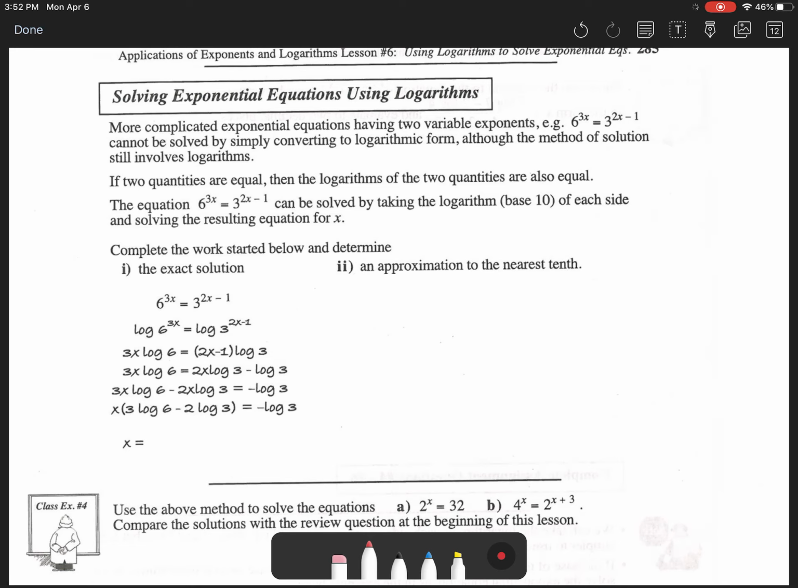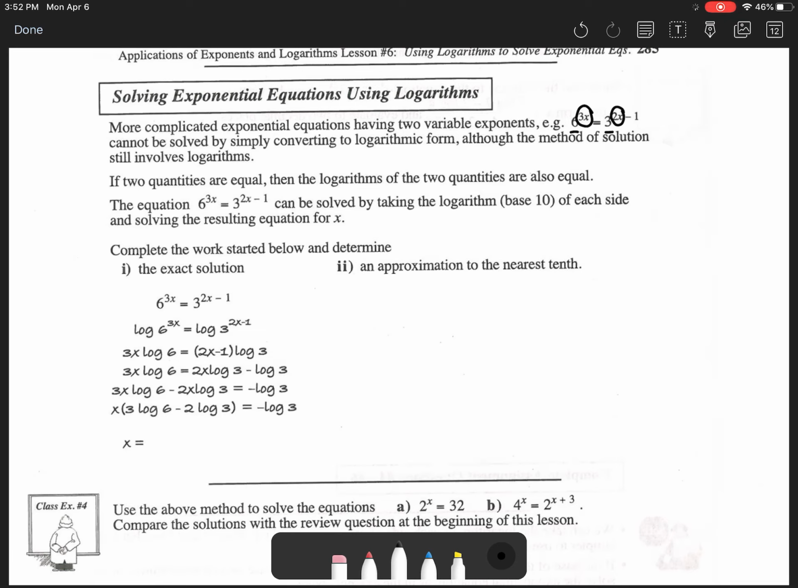Okay, so it says at the top here, more complicated exponential equations having two variable exponents, for example, 6 to the exponent of 3x equaling 3 to the exponent of 2x minus 1, cannot be solved by simply converting to log form. So in this question, you can see that the numbers 6 and 3, you're not going to be able to write powers that have the same base. And I also have exponents on both sides that have the variable, okay? So that's usually a good indication that it's probably not going to be a common base. We're probably going to have to use logarithms to basically solve the question.